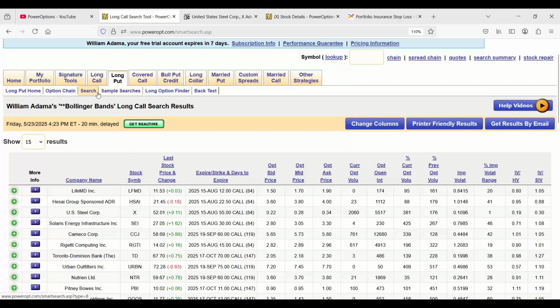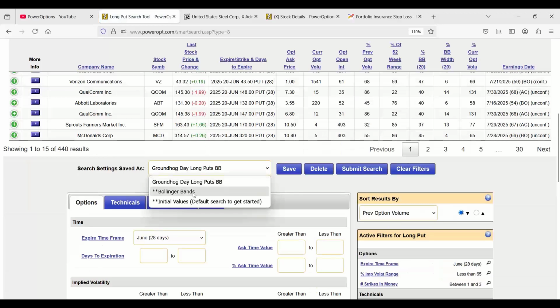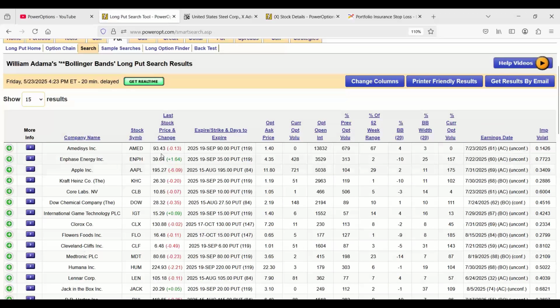But let's take a look at long put RAM, and let's go to search. And I'm going to look at that same sort of default criteria that we'd prefer to use. There's the long puts there. And the Bollinger Bands here, not as specific as the Bollinger Band breakouts, but we're looking for things that are flirting with those underlines.